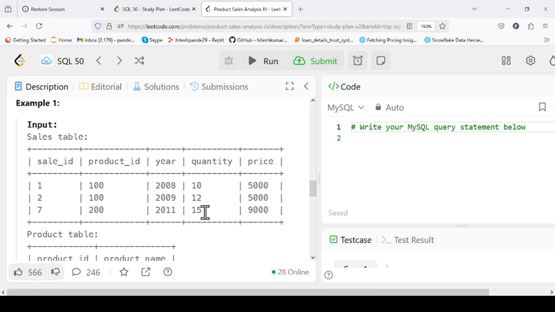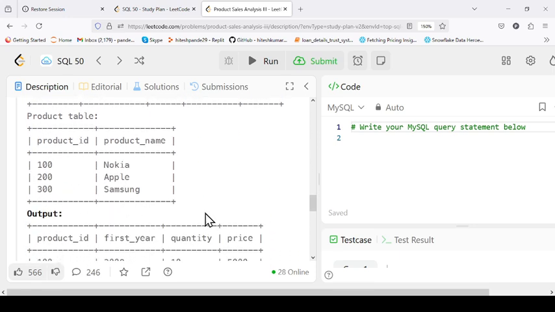Again we will see the data from the product table. In the product table we have two columns, product ID and product name. Product ID 100 has the product name Nokia, product ID 200 is Apple, and product ID 300 is Samsung.